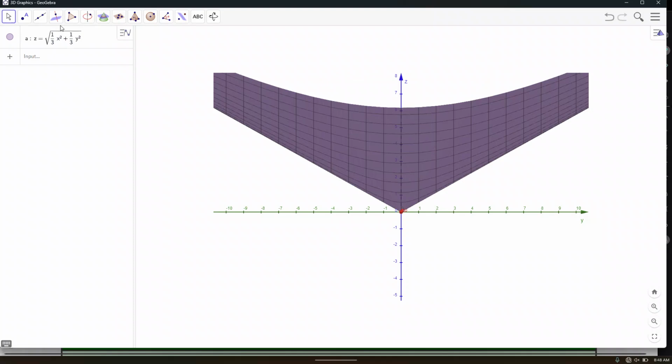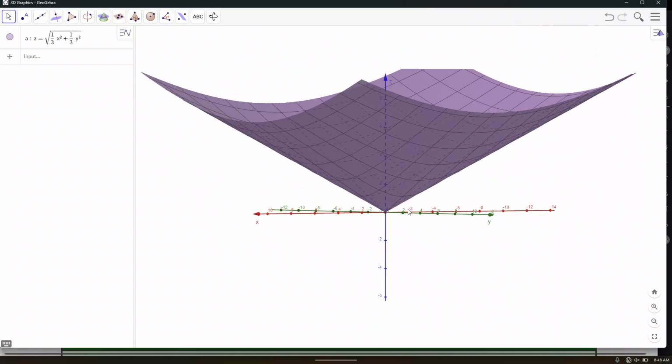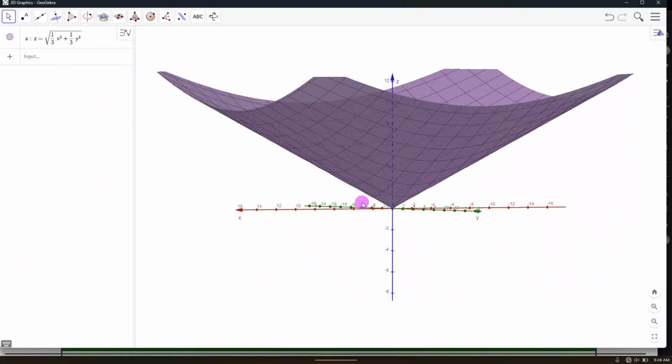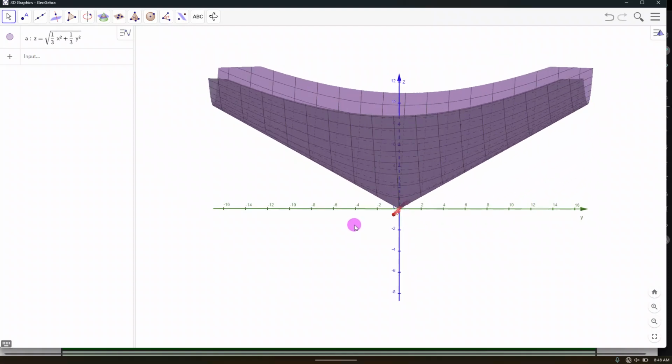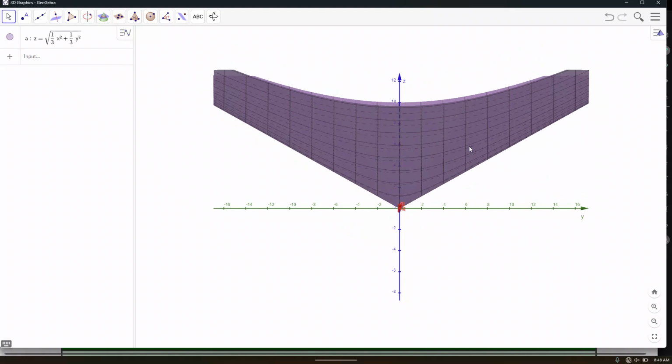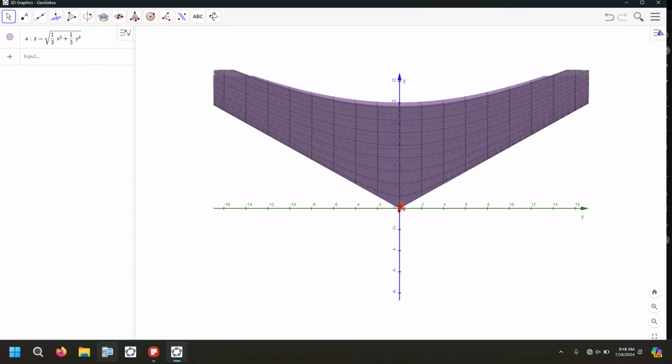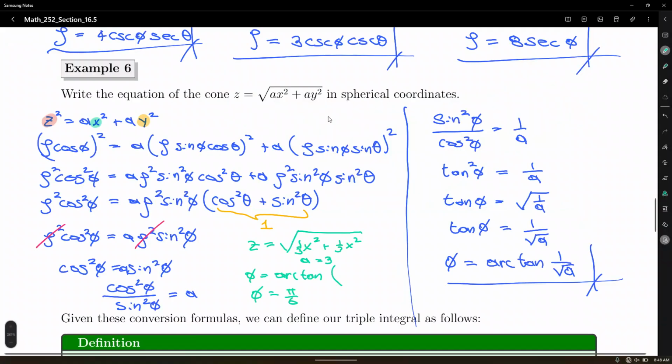Does that look like pi over 6? Yes, it's just going to look wider, right? Does that look like pi over 6, the shaded angle? Yep. Okay, let's see about it. So a in this case is 1/3. So arctan of 1 over the square root of 1/3.